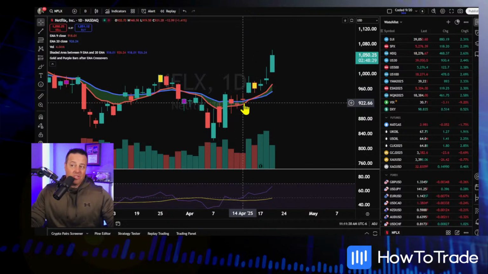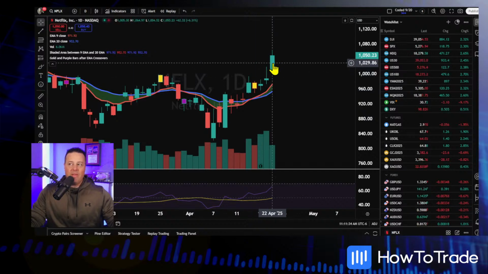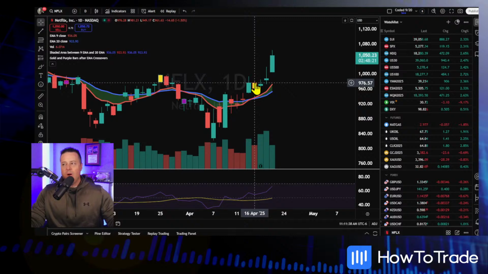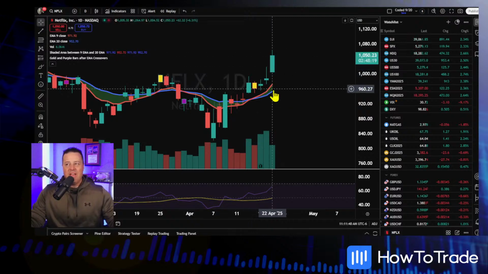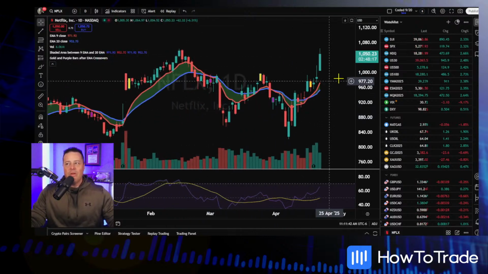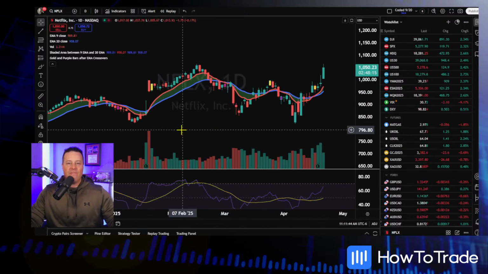We had our crossover. Right there was our 9 crossing over our 20, and there was our bid, and there's our break. So our bid was going to be right on the close of our golden bar, which is right around 975, and now we're up at 1,050. So really a rock solid trade. If you wanted just to make a few bucks on that, you probably could have already taken the money off of this Netflix trade.